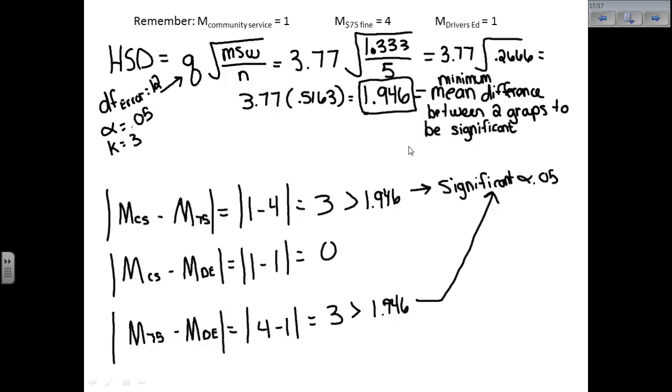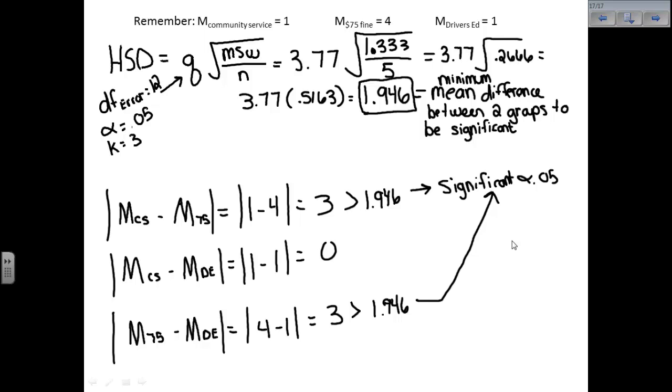So if we want to put this into plain English, then we can tell by looking at the means. So the $75 fine had the most traffic violations, significantly more than community service and driver's ed. So in plain English, the $75 fine is significantly less effective than driver's ed and community service at preventing traffic violations. So see how now that we've done Tukey's post hoc analysis, we have really valuable information, whereas before we just knew that there was some difference somewhere.